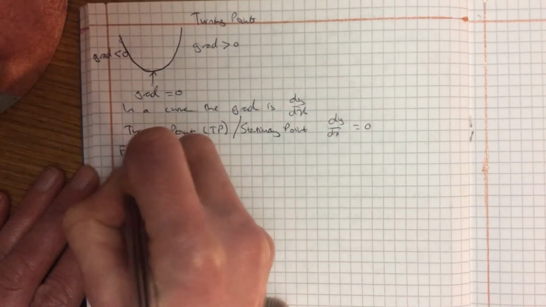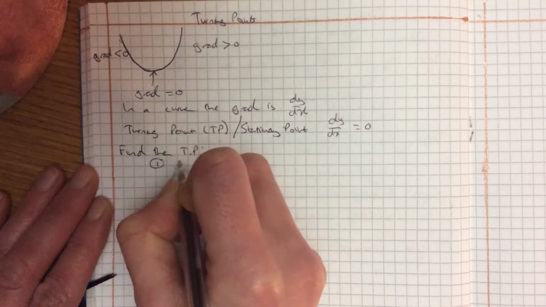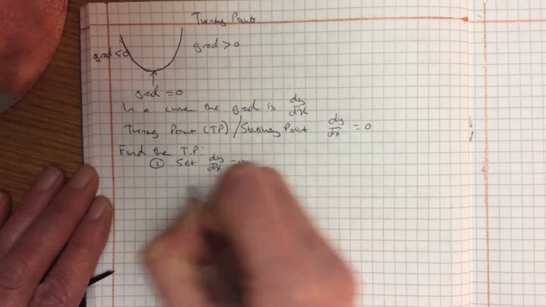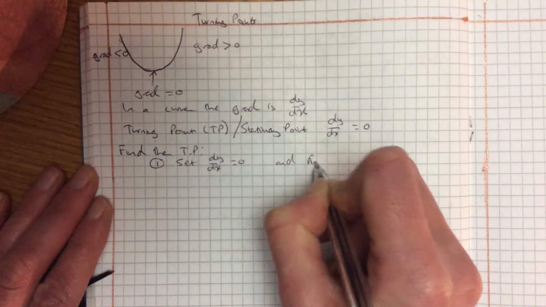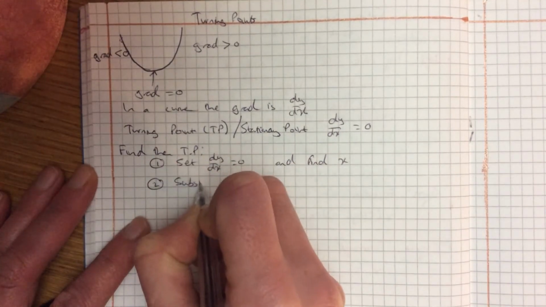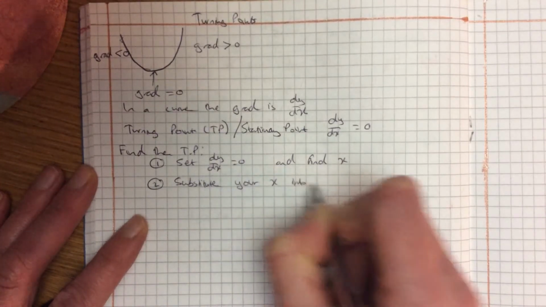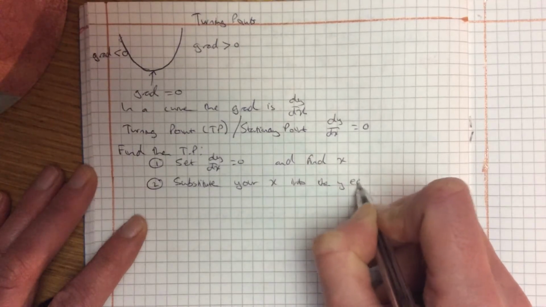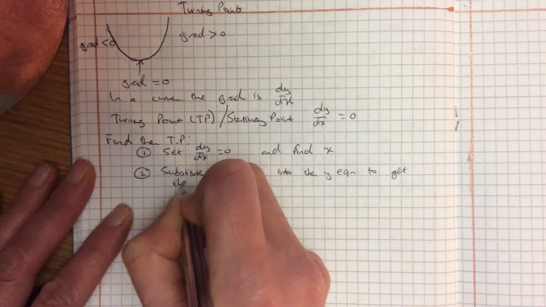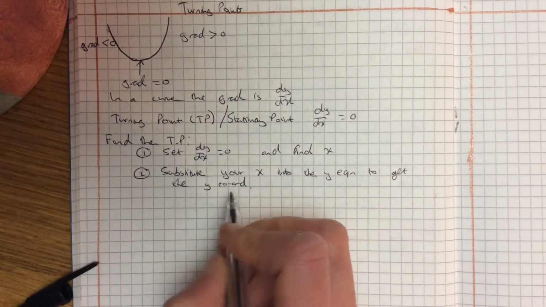And if the question asks you to find the turning point, what you do is, first of all, you set dy by dx equals 0 and you find x. Then the second thing you do is you substitute your x into the y equation to get the y coordinate. Because the question will ask you for a turning point, so a point always has an x and a y.